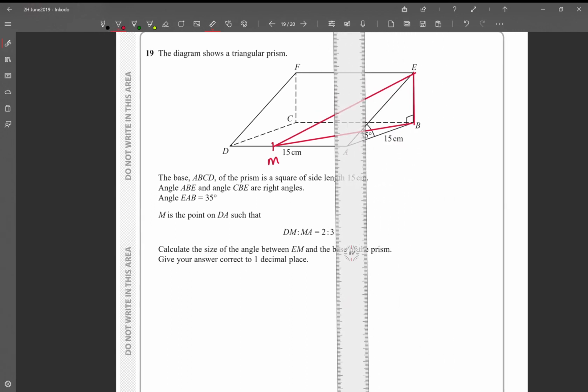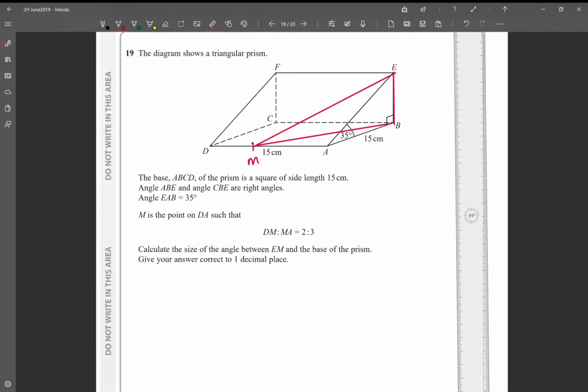So I'm not going to draw the other plane actually, I'm just going to leave it like that. So the angle we want is here, because this is M, it says E to M. So E to M is E to M, and we want this angle, because it says the base of the prism, which is here, base of the prism, and E. Okay, hopefully we can all see that. So that's the angle we want.